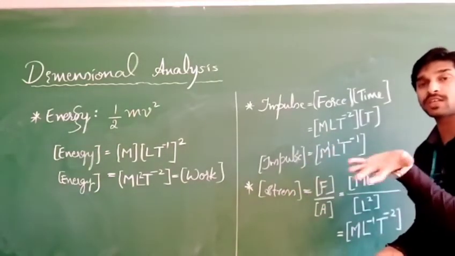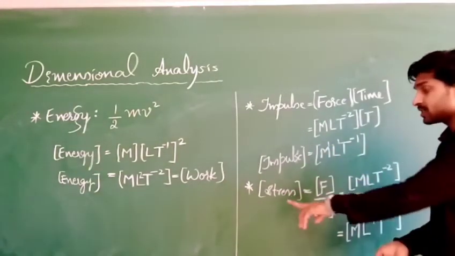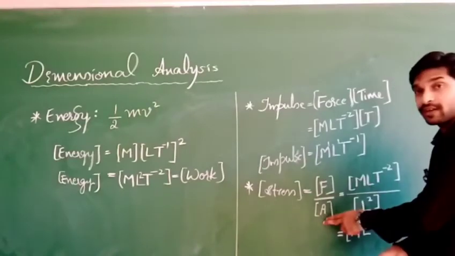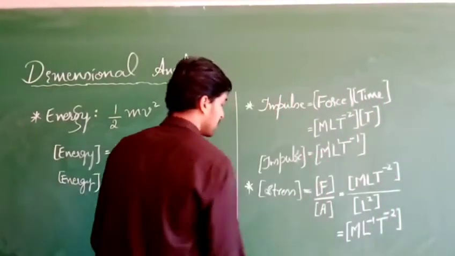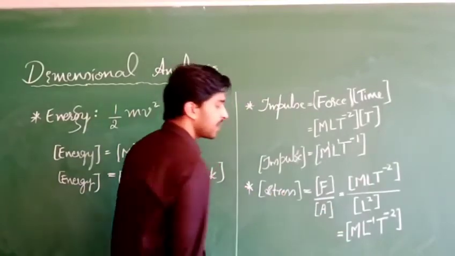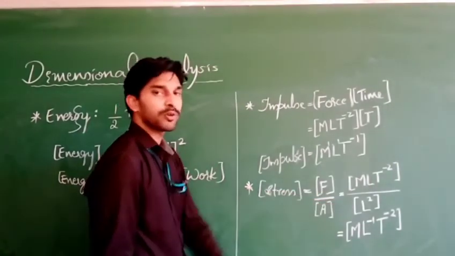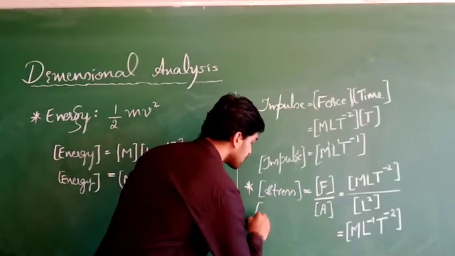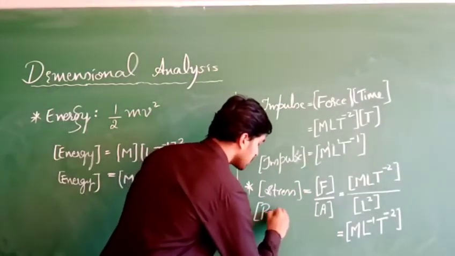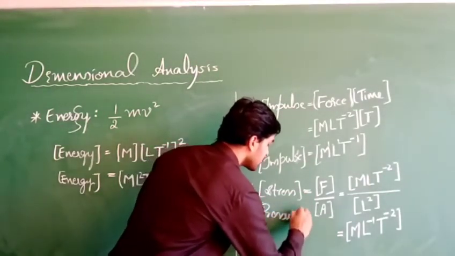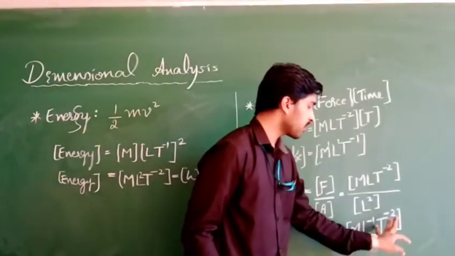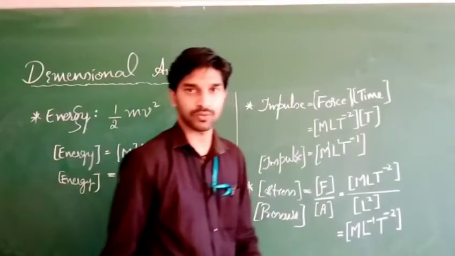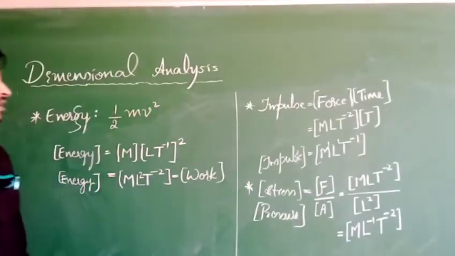So stress is also force applied per unit area. Pressure is force applied per unit area. Stress is nothing but restoring force per unit area. Both physical quantities have the same dimensional formula: for stress we have M L to the power of minus 1 T to the power of minus 2. Already we discussed the dimensional formula for pressure, and if you cross check, it is also M L to the power of minus 1 T to the power of minus 2. Clear? Shall I erase the board?